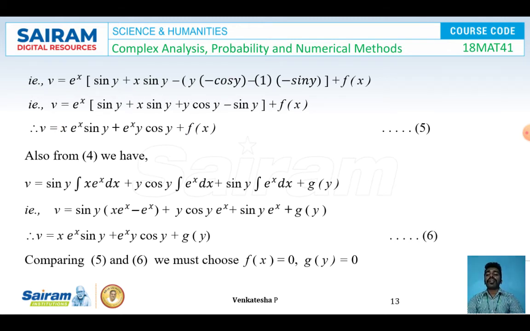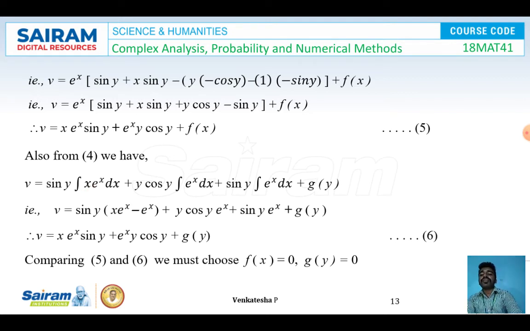Now from the fourth equation, I'm integrating that equation with respect to x, treating y constant. So I got v is equal to sin y into integration of x e power x dx plus y cos y into integration of e power x dx plus sin y into integration of e power x dx plus g of y. Again, to integrate this, I'm going to use the Bernoulli's condition, treating x as the algebraic variable, that is u, and e power x as the exponential variable, that is v.